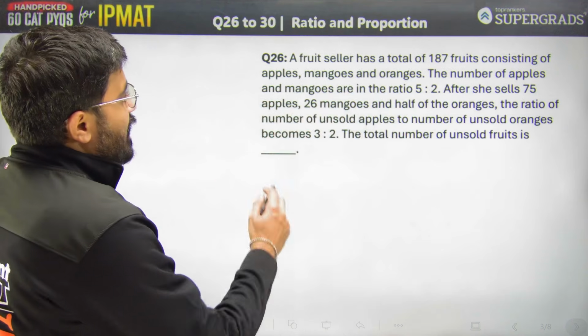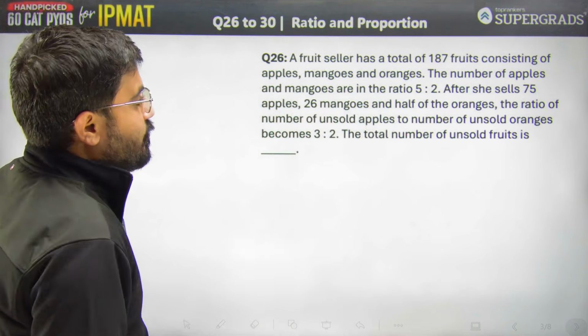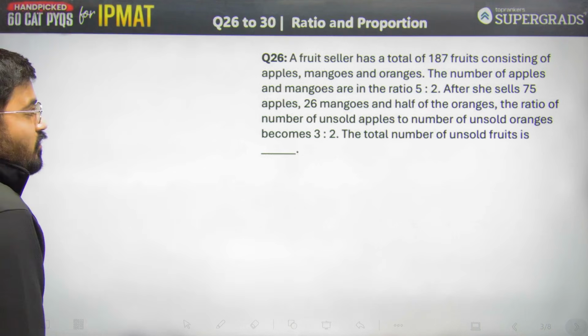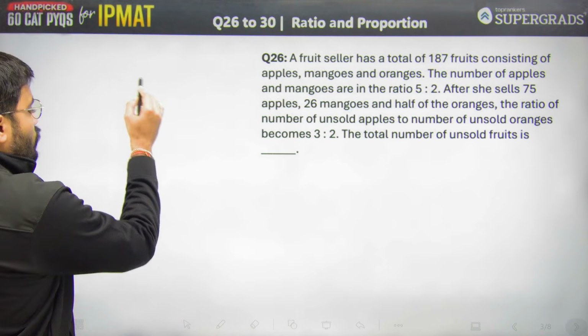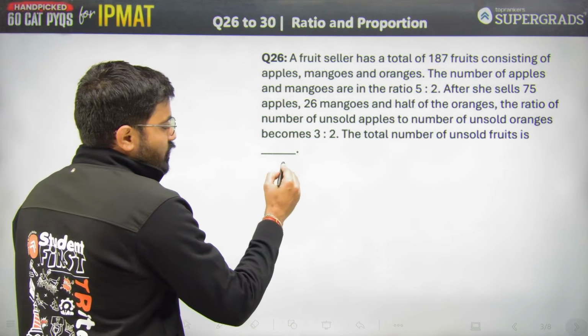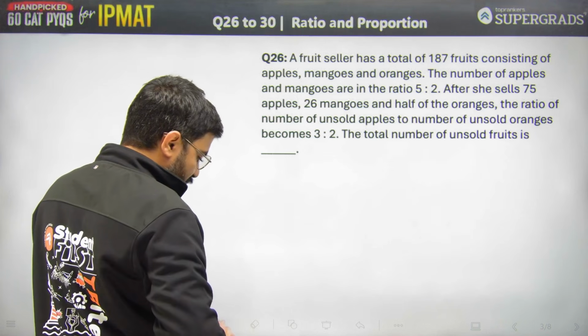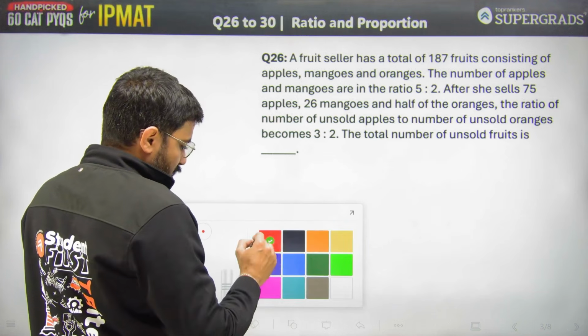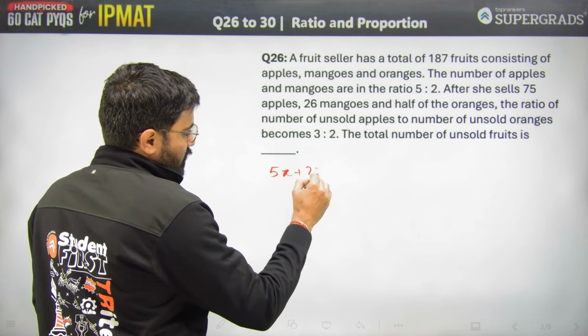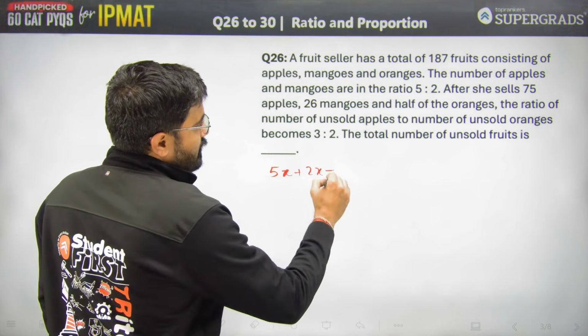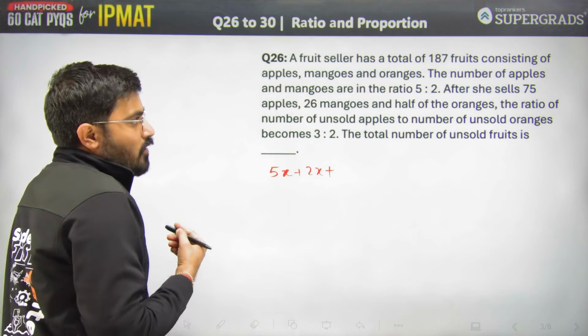A fruit seller has a total of 187 fruits consisting of apples, mangoes and oranges. The number of apples and mangoes are in the ratio 5:2. So I can write apples and mangoes as 5x plus 2x, plus the oranges, we will call them O. Let's wait.